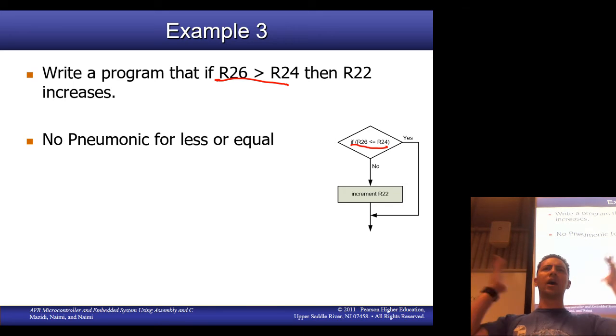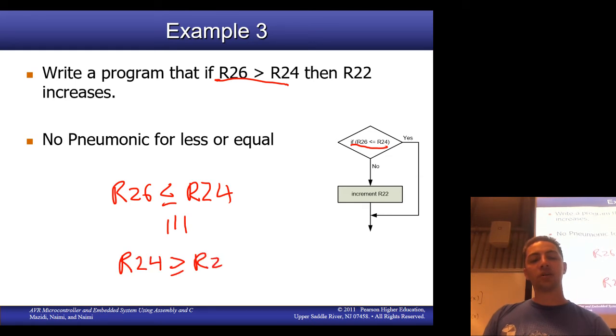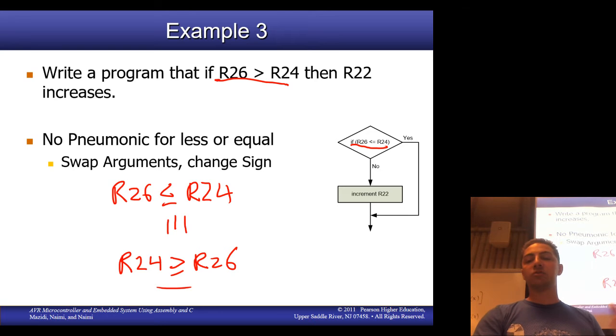Oh, God, how could they? Oh, the humanity. Well, the truth is that R26 less than or equal to R24 is the same thing as R24 greater than or equal to R26. They're the same. And we do have a greater than or equal to mnemonic. So if you have a case where you find that you've made your flowchart correctly, and yet you do not have a mnemonic that will fit that, swap the order of the arguments. And you change the sign.